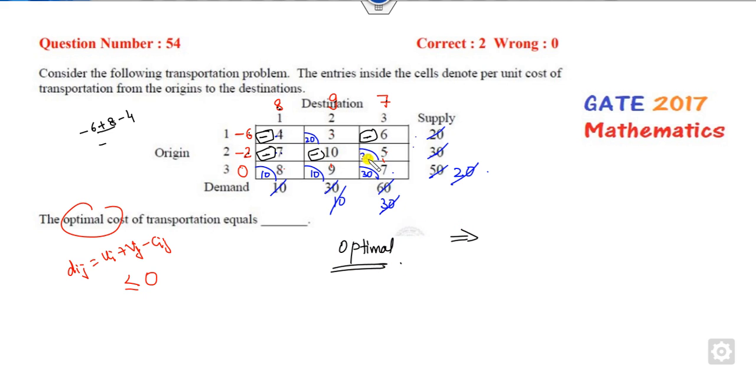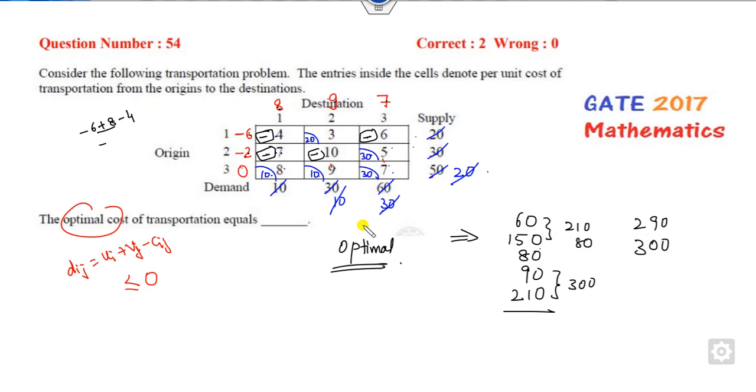So what is the right answer of this? 20 into 3, 60. 30 into 5, 150. 10 into 8, 80. 9 into 10, 90. 7 into 10, 70. So this is 300, this is 210 plus 80, so it's 290. 390. So 590 is the correct option of this problem.